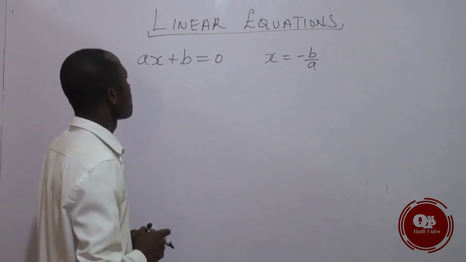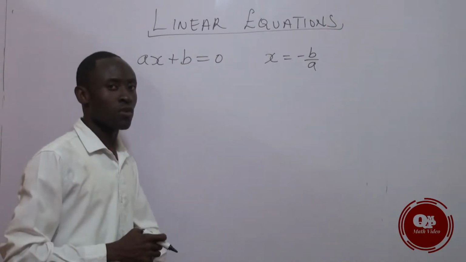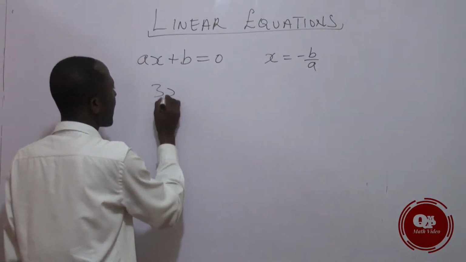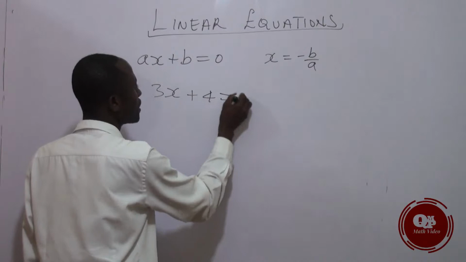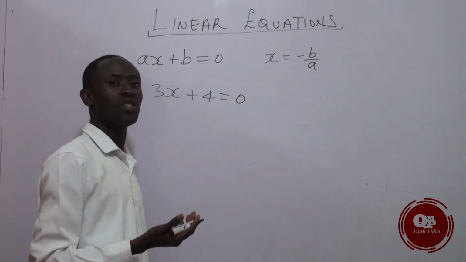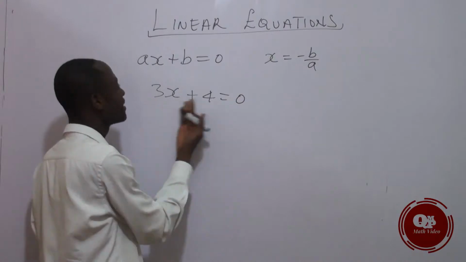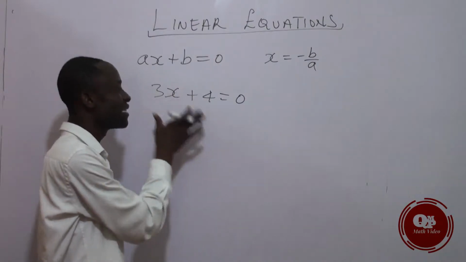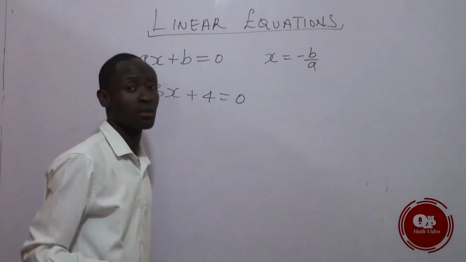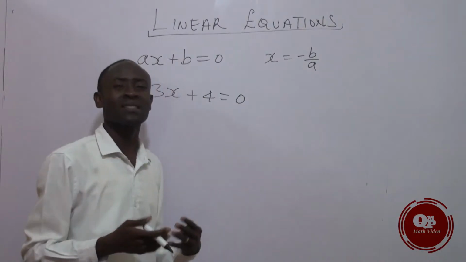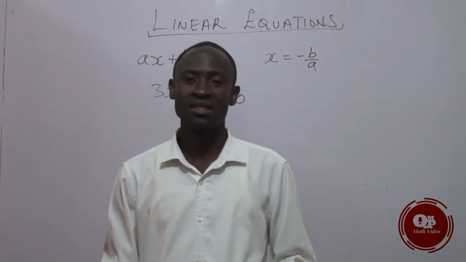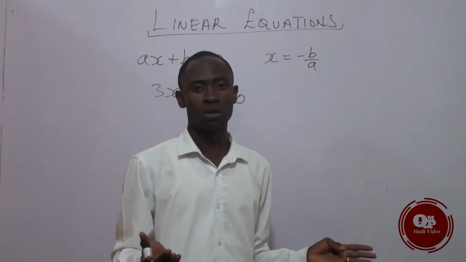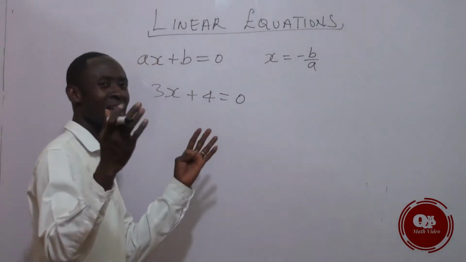Now let me take you through some examples of linear equations. We have 3x plus 4 is equal to 0. This is an example of a linear equation. Why? We see our constant 3, we see our constant 4, and then we have our variable x. We have so many symbols that we can use in writing linear equations. It does not necessarily mean that at all times our variable must be x. We can use any other symbol or any other alphabet.